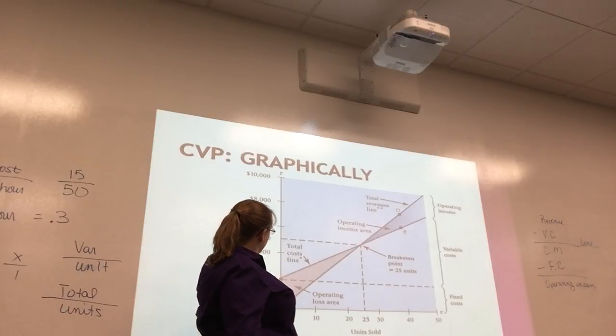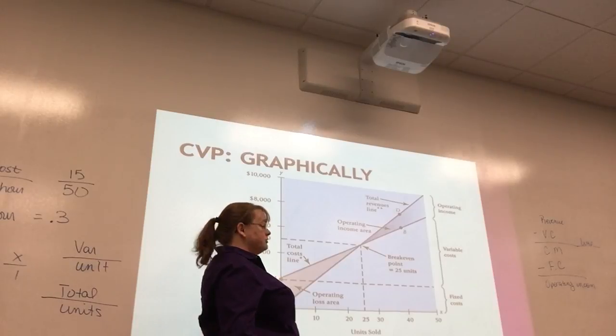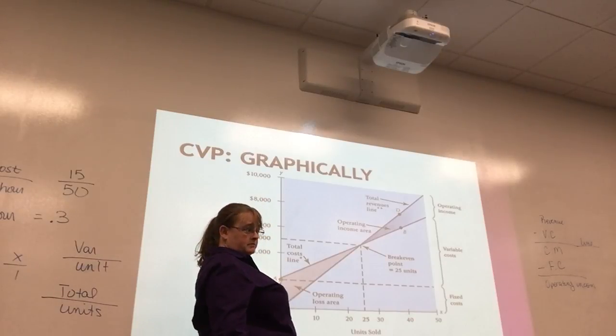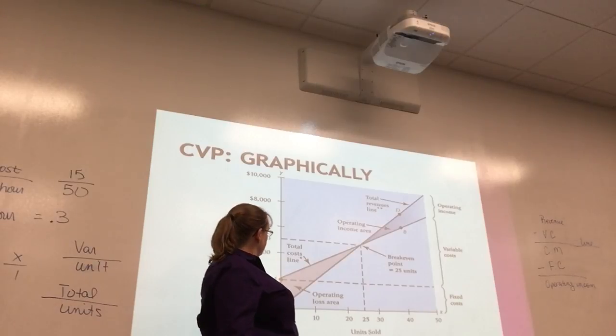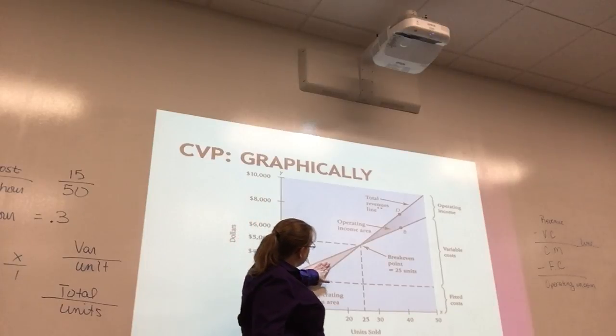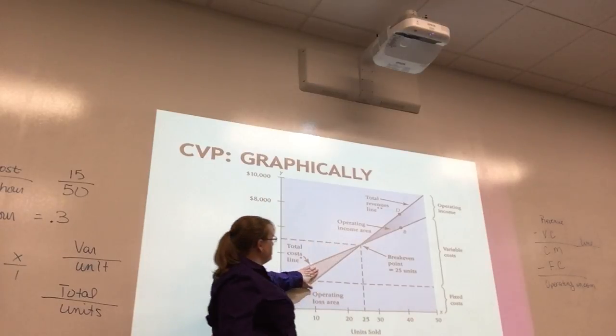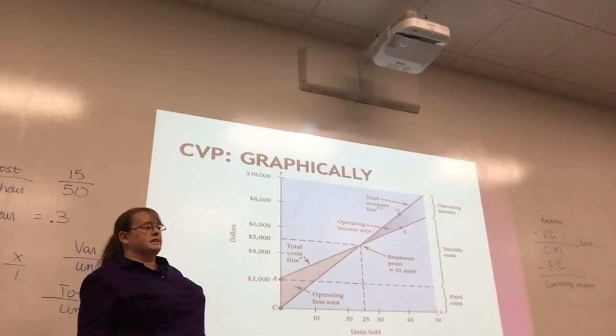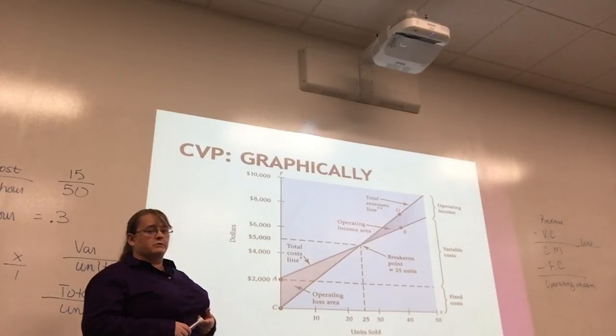If you notice here, this means that my fixed costs are $2,000. Plain and simple, no matter what, I have to pay out $2,000. Even if I make $1, I still have to pay out $2,000. So anything in this area, I'm selling at a loss. That means the money I'm bringing in does not cover the variable cost per unit and my total fixed cost.